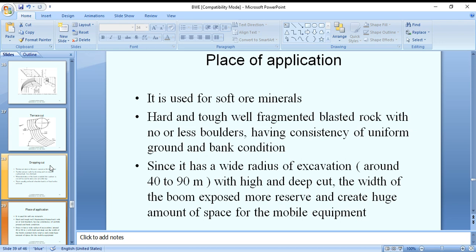Well fragmented blasted rocks with no or fewer boulders, having consistency of uniform ground and bank conditions. These are very important, since it has a wide radius of excavation, around 40 to 90 meters, with the high and deep cut. The width of the boom exposes more resource and creates a huge amount of space for the mobile equipment.